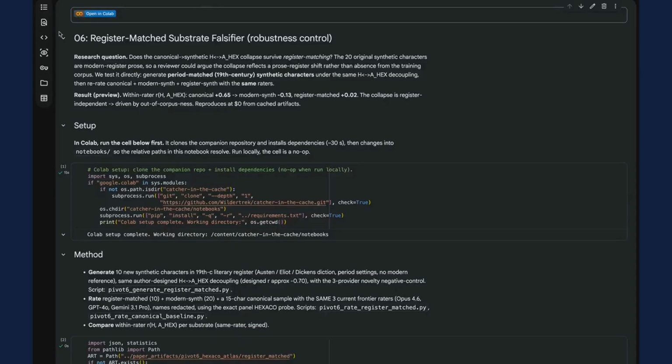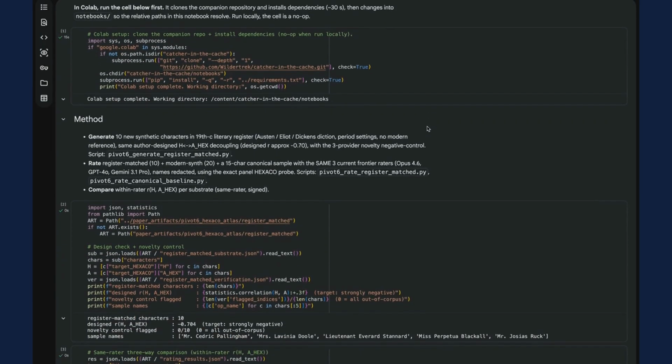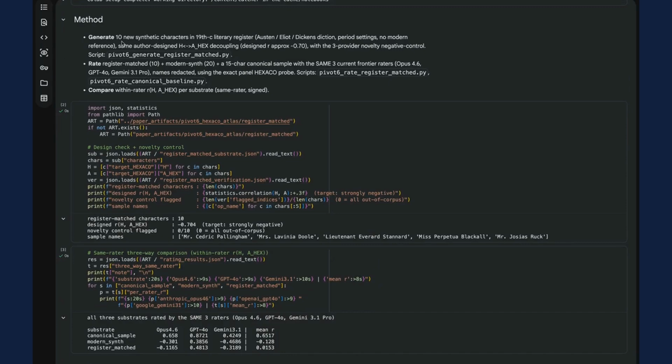Notebook 6 is the register-matched control. A reviewer could object that the synthetic characters fail only because they are written in a modern voice the corpus never saw. So this notebook regenerates them as period-accurate pastiche in 19th century diction, Austen, Eliot, and Dickens style, under the same author-designed decoupling. 10 new characters, designed at minus 0.704, and the novelty control flags 0 of 10, so none of them accidentally echoes a real character.